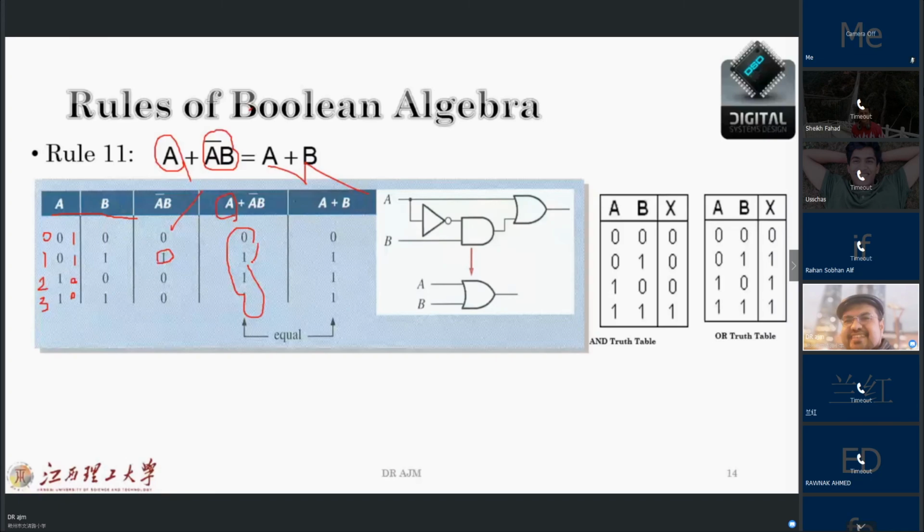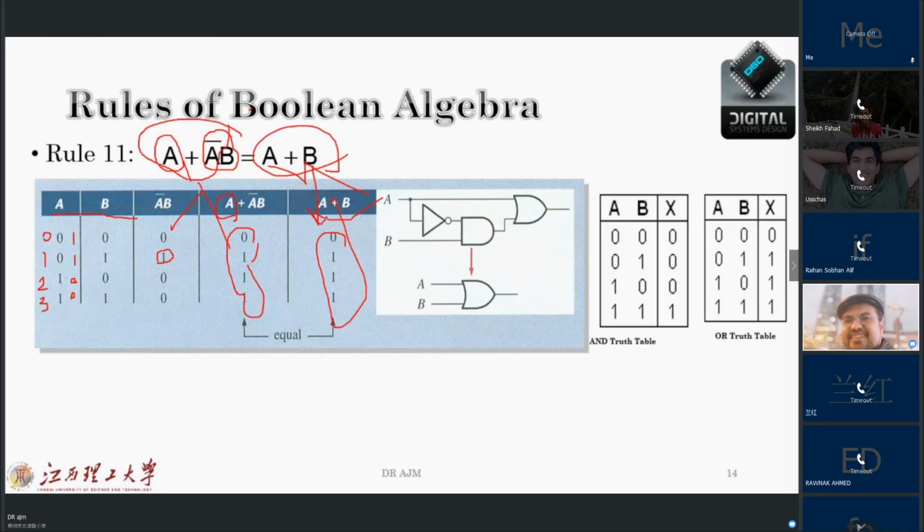Now the rule says that the answer should be A plus B. If the answer is A plus B, I just use the OR between A and B. A plus B: 0 or 0 is 0, 0 or 1 is 1, 1 or 0 is 1, 1 or 1 is also 1. You will see here that the output of the first part, this equation, and this one, the output of both equations are the same.